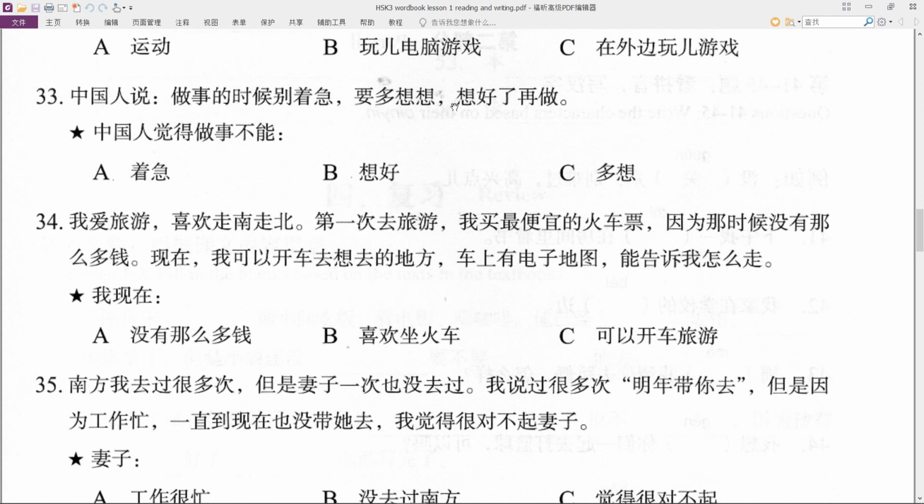想好了 means you figured it out and you made up your mind. 再做, then do it. So after you figured everything out, then you do it. So it's quite simple question. 中国人觉得, Chinese people feel, 做事不能着急, when you do things, you can't feel too anxious. 不能想好, it's obviously wrong. You can't think well, or 多想, think more. Of course, you need to think more and you need to figure things out.